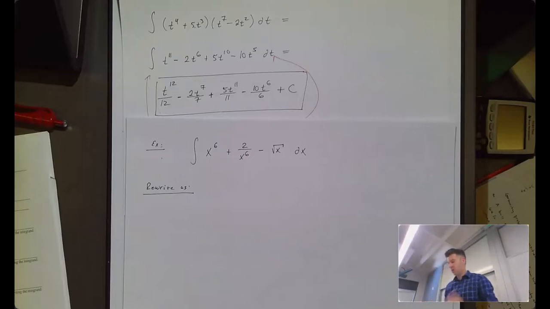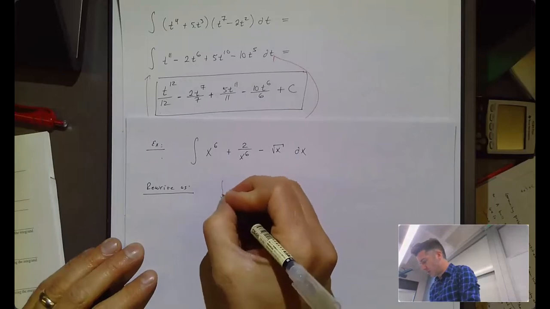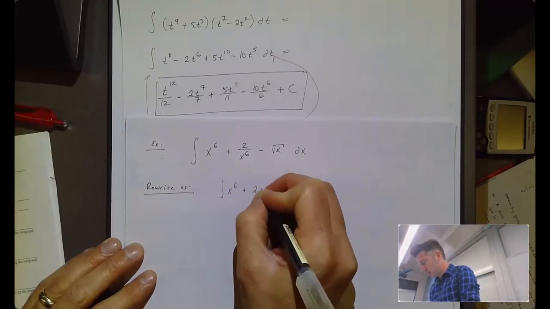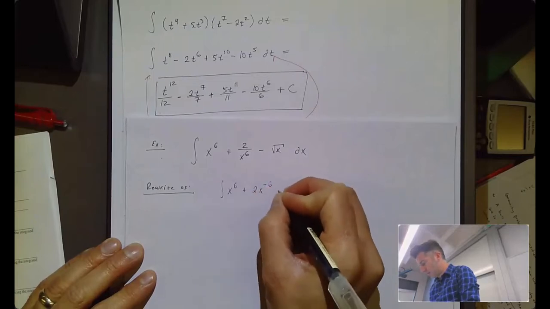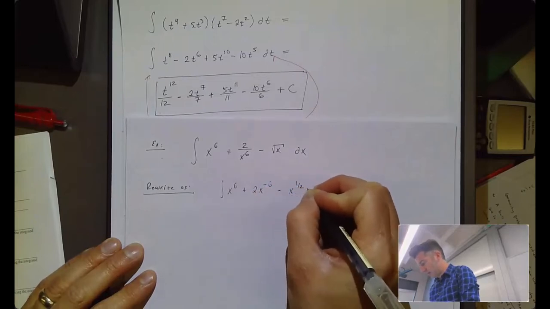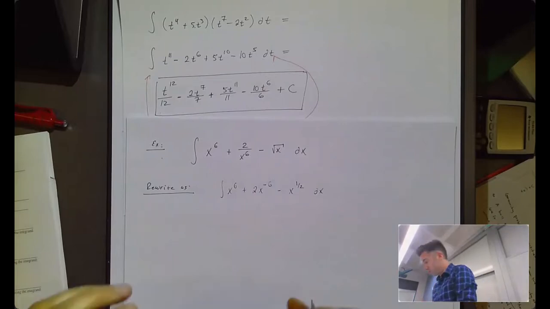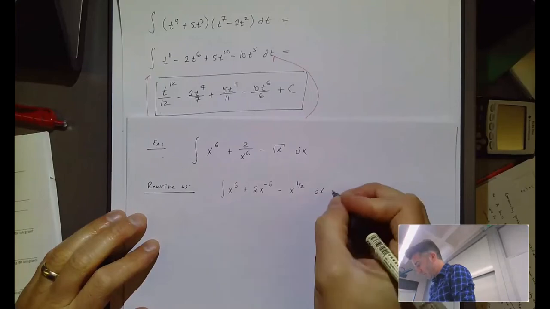So we should rewrite this as the integral of x to the sixth plus 2x to the negative sixth minus x to the 1/2. This pen is less than ideal. And each of these are just powers of x. We're going to use the anti-power rule.